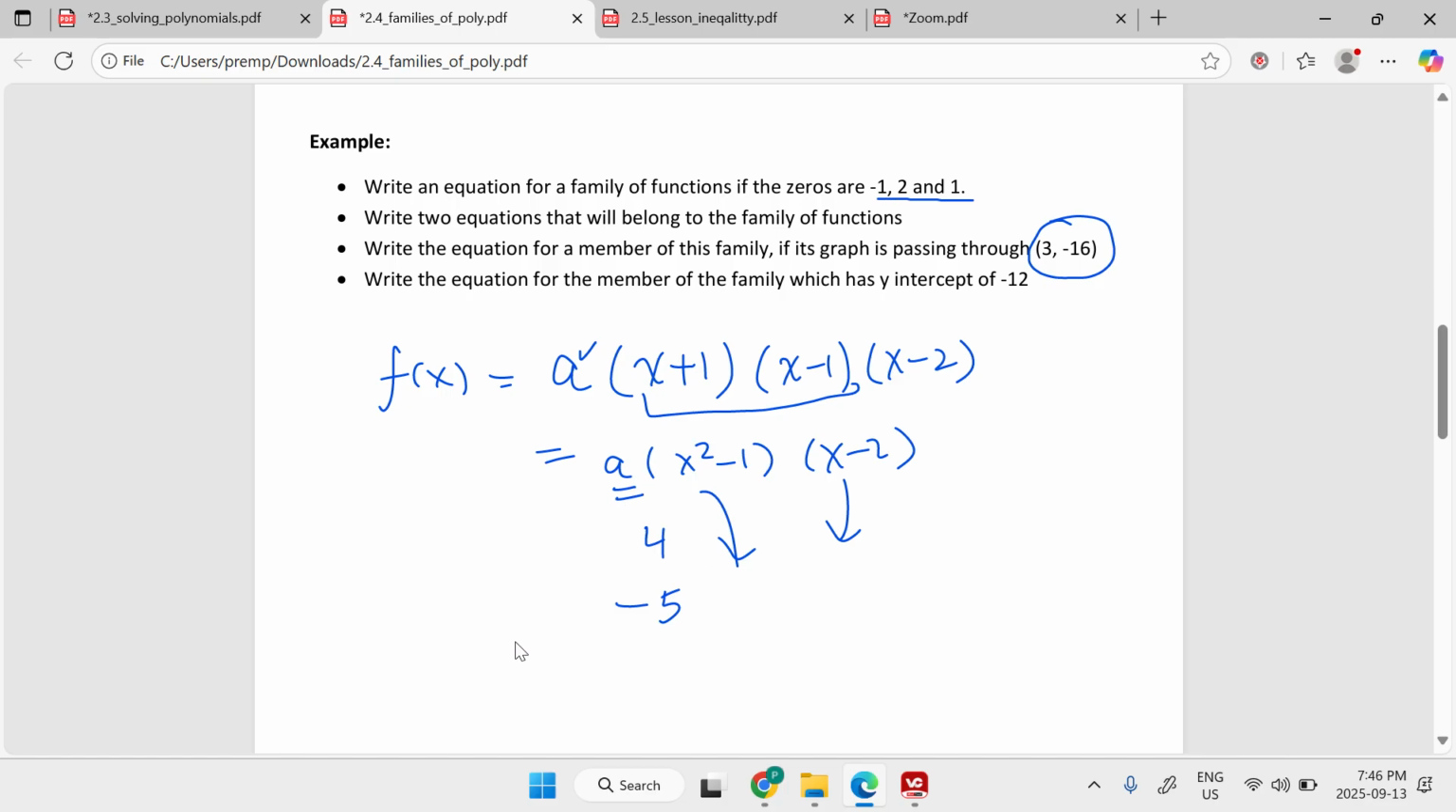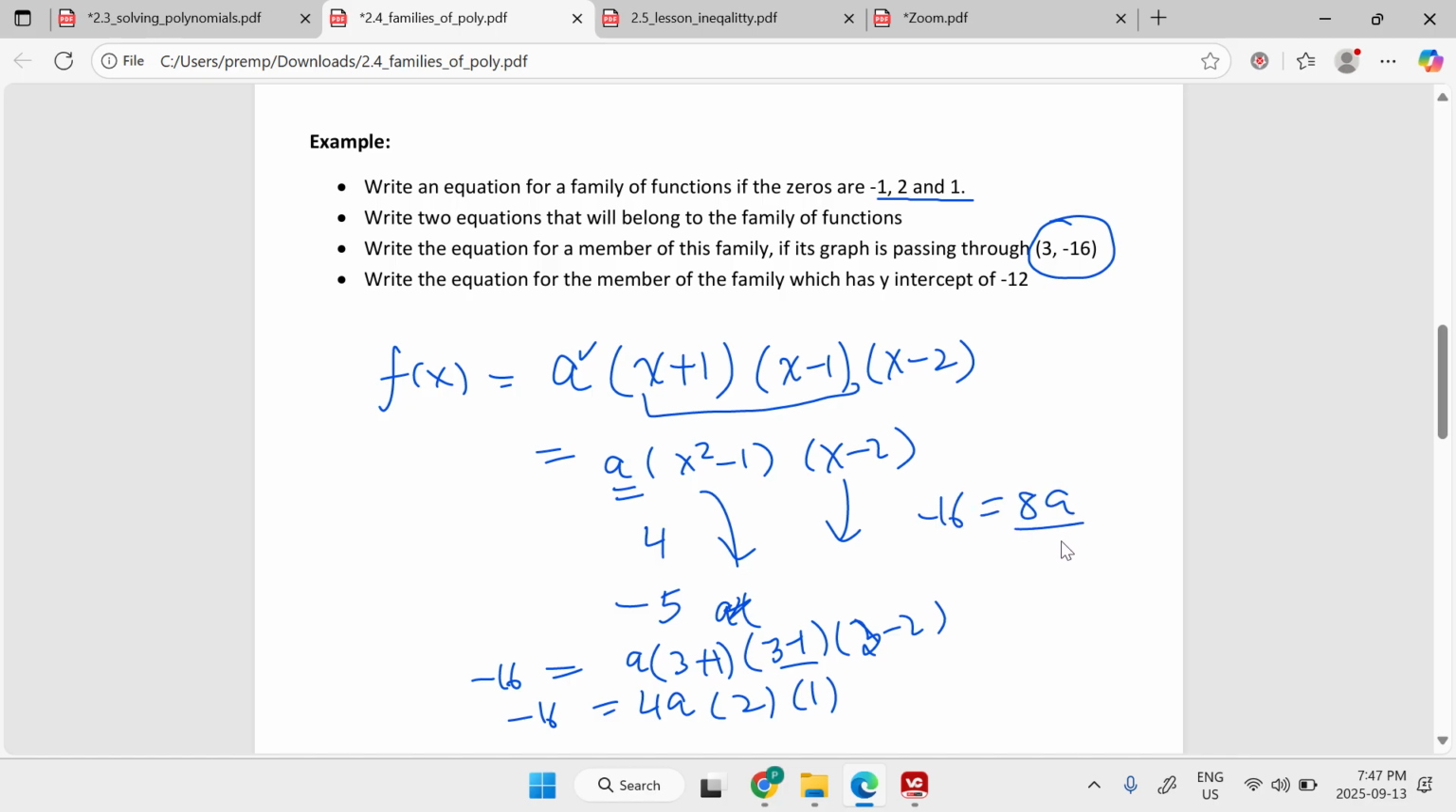So these are the zeros. You can just write a into x. This is similar to when we solve for the y-intercept. So we write negative 16 equals a into 3 plus 1, and then 3 minus 1, and 3 minus 2. So negative 16 equals 4 times a, and then this is giving me 2 and then 1. So I'm getting negative 16 equals 8a, and divide both sides by 8. So you will get a value of negative 2. That will be the specific function.